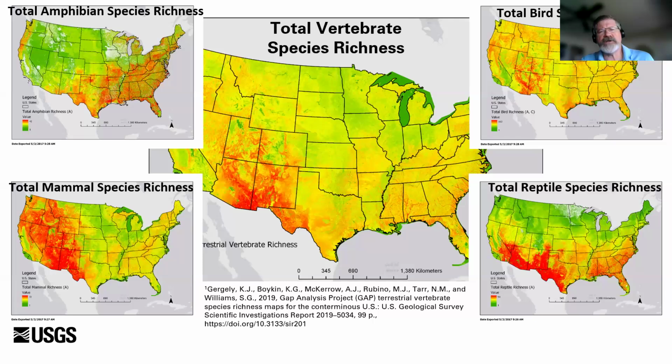Another facet that we can use is we can take all those different layers. So we've got over 1,600 models. We can do species richness. We can do it on taxa. So if we want to look at birds, amphibians, mammals, or reptiles, or we can look at the total taxa. And so what you can see here is just kind of the richness across the nation.